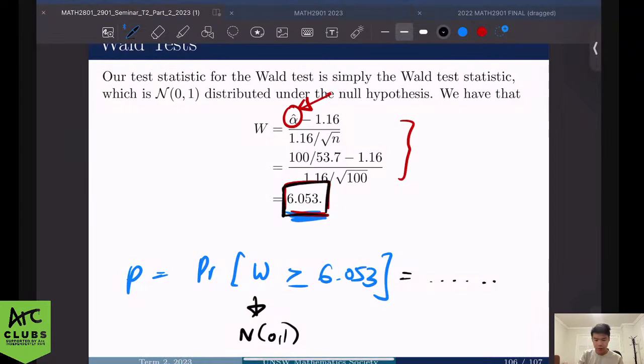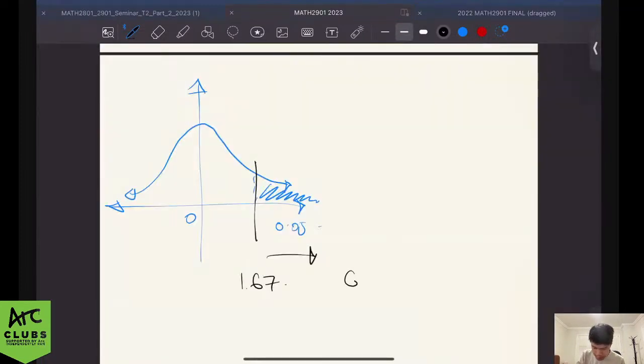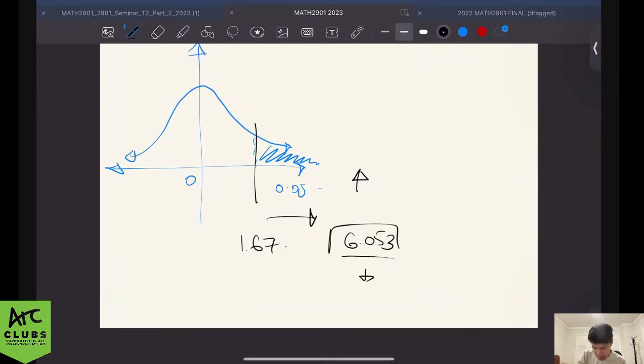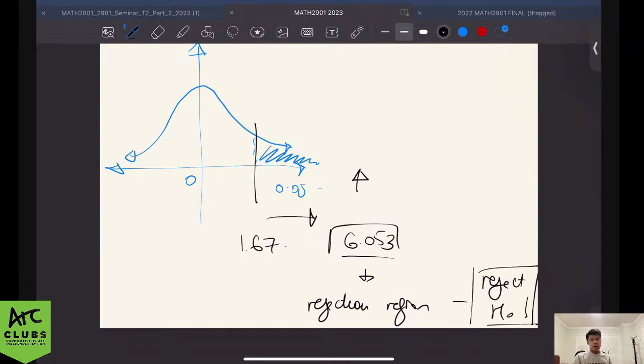It was 6.053. And so it has to be in the rejection region. So reject. Cool. Yeah, so that's the Wald test.